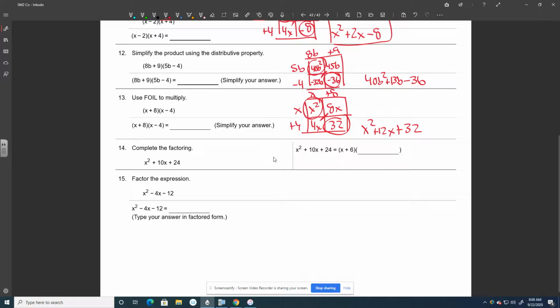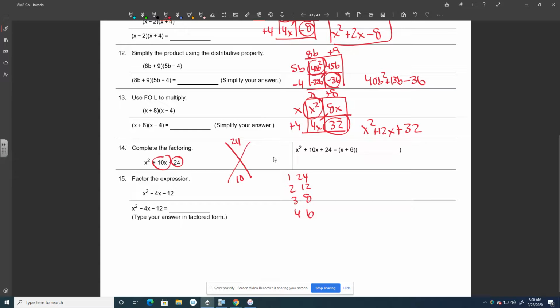Okay, and then the last two are our big X problems. It wants me to factor this quadratic. So I've got x squared plus 10x plus 24. So I put my big X. Remember, the 24 goes on top and the 10 goes on the bottom. And I'm looking for two numbers that multiply to 24 and add up to 10. So it could be 1 and 24, it could be 2 and 12, it can be 3 and 8, it can be 4 and 6.